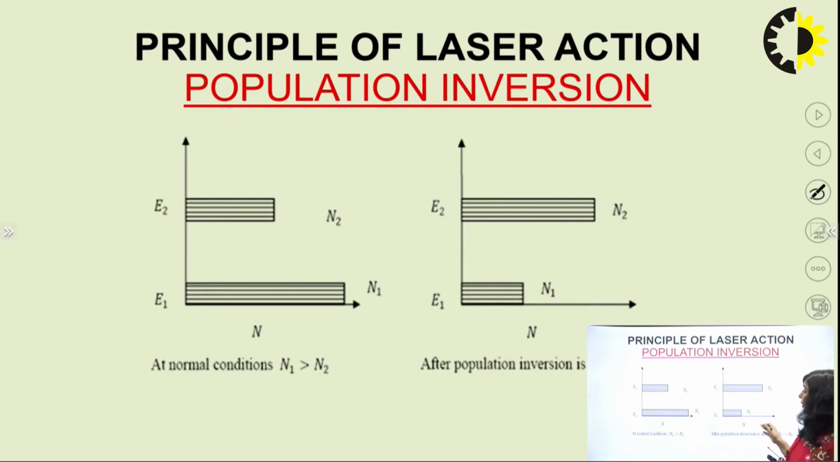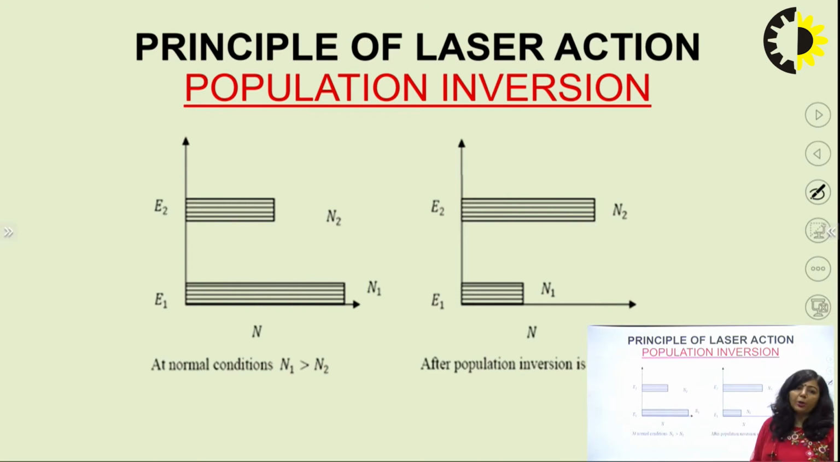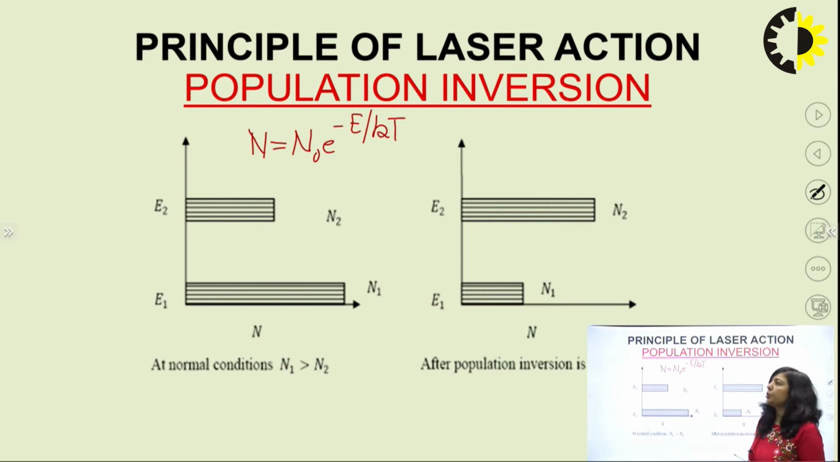So what I have shown in these two graphs: you have a total of n atoms distributed in two states, 1 and 2. Let E1 be the energy of state 1, E2 the energy of state 2, N1 the population of state 1 and N2 the population of state 2. As I have already mentioned, in normal condition the population of any energy state can be expressed through this mathematical expression, N equals N naught e raised to power minus E by kT. N is the population of any energy level, N naught is the total population, E is the energy of that level which we are discussing, k is the Boltzmann constant, and T is the temperature at which you are defining the population.